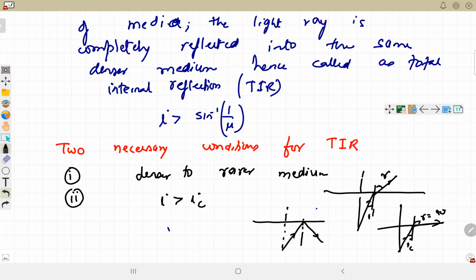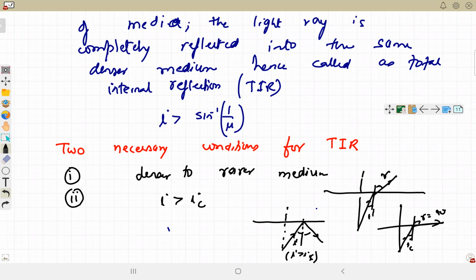The TIR condition, that light comes back into the same medium, will happen only when the angle of incidence is greater than the critical angle. Understood sir. If a light ray goes from rarer to denser, then it is not possible to have total internal reflection. Light will suffer total internal reflection only and only when it is incident from denser to rarer at an angle greater than the critical angle for that pair of media.